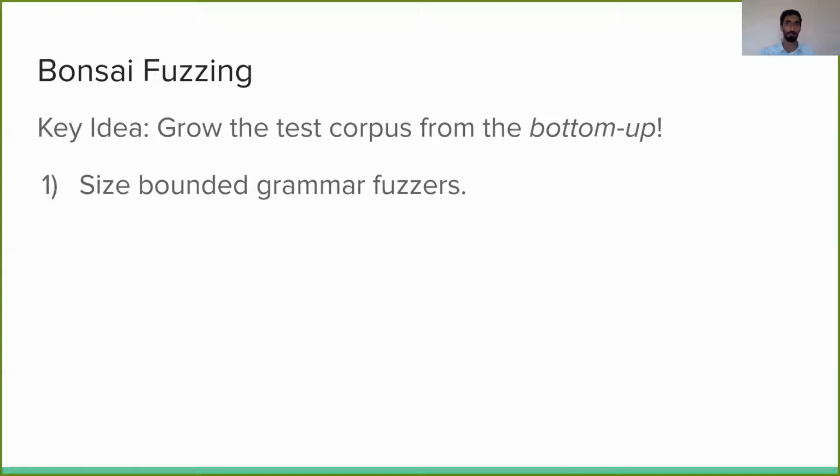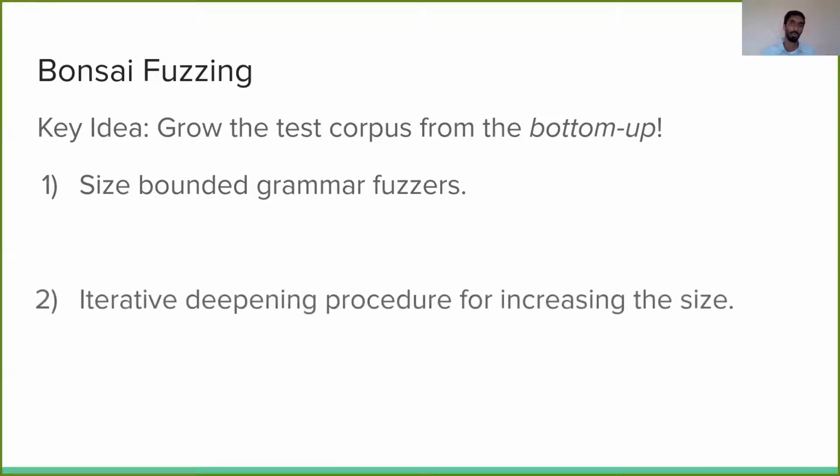And then once we have this notion of bounding the grammar fuzzers, we can define an iterative deepening procedure to increase the size. And so this is where the idea of growing the test corpus comes in. We start off with the smallest grammar-based fuzzer that is bounded by the smallest possible bounds. And so those types of fuzzers will generate very small, very concise programs, but they will not be able to achieve high coverage since the size is very small. And then with this iterative deepening procedure, we're able to gradually increase the size of our fuzzers and therefore also increase the size of our test corpus while maintaining the notion of conciseness, since we're starting from the smallest programs.